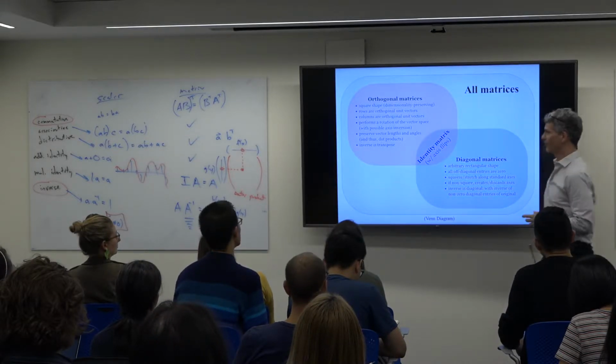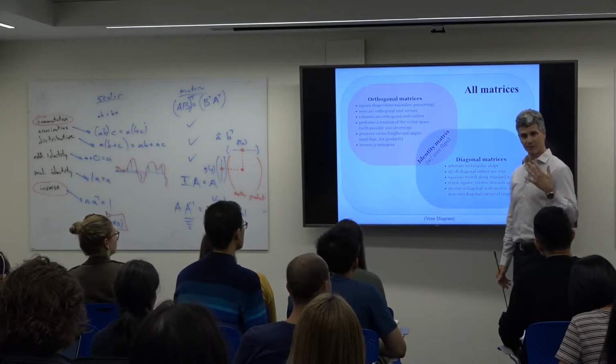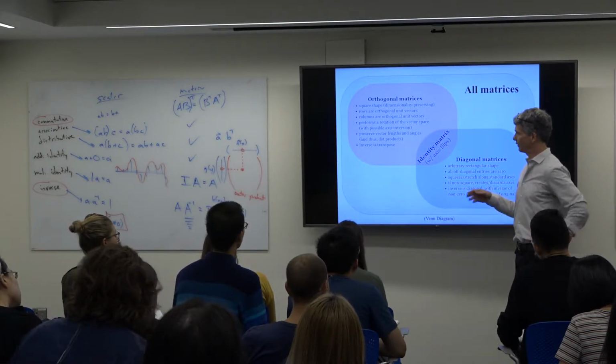So the two families are the orthogonal matrices, and Mike walked you through last time how to think about those.